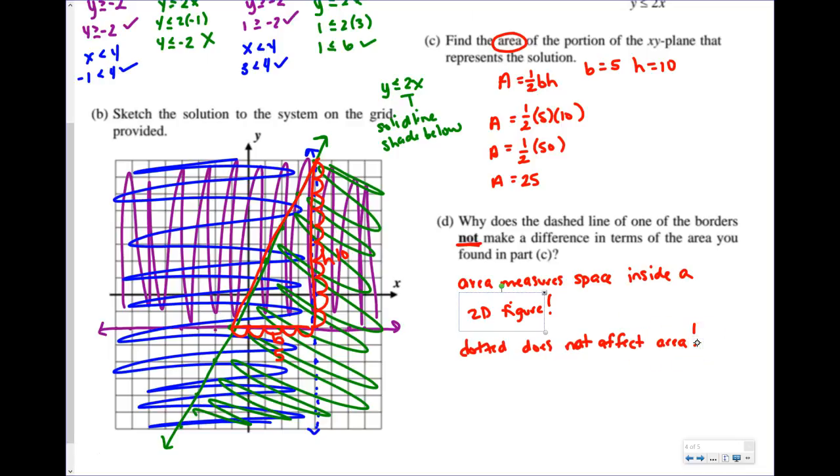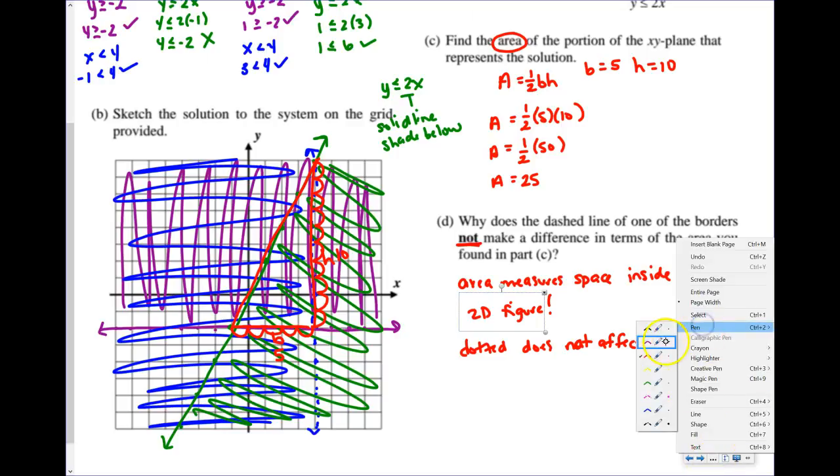Okay, and I've seen these kind of questions on the Regents before. They ask you to find area of the space. So this is a really good exercise.